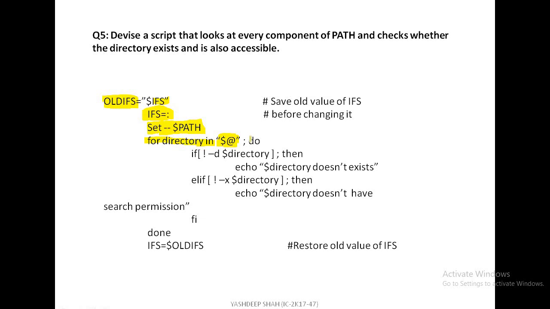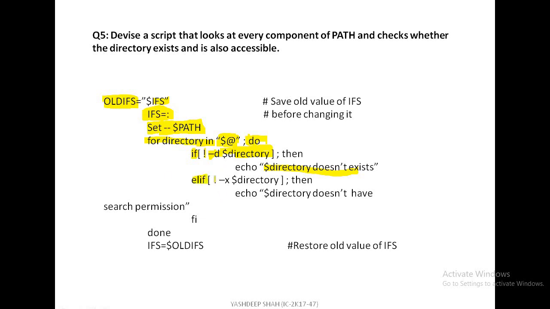Now in the for loop we have to do an if command: if not -d $directory. -d is used to check whether the file is a directory or not. So here we are using -d $directory, but with a not symbol. So if it is not a directory, then we have to echo $directory doesn't exist. But now we will use else with if, that is elif.